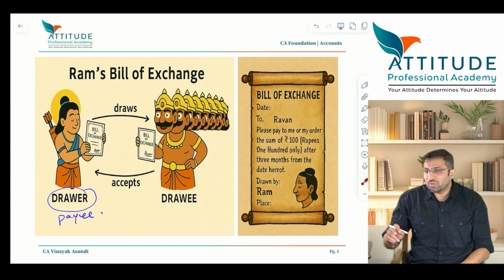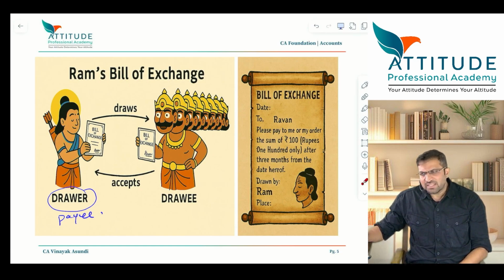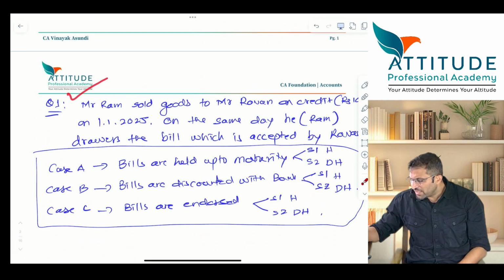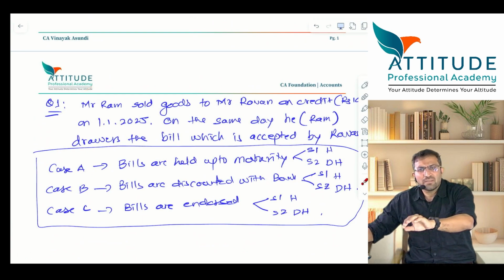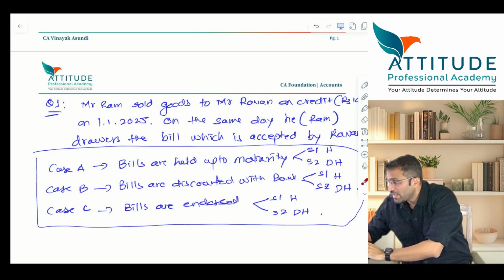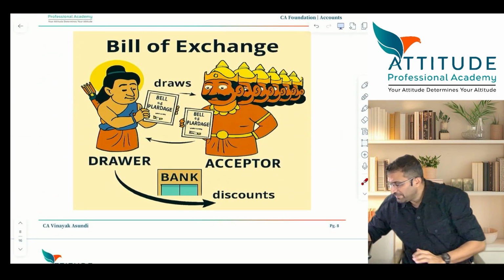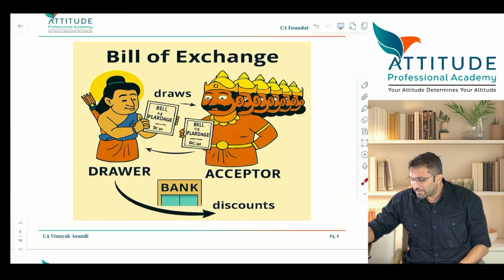Situation 1 and 2. Case B, same sum. This is the same sum. First two entries will remain the same. Goods sold, bills drawn and accepted. Entries will remain the same. Later it will change. Now look here, come over here. What have we done now? This is case B.